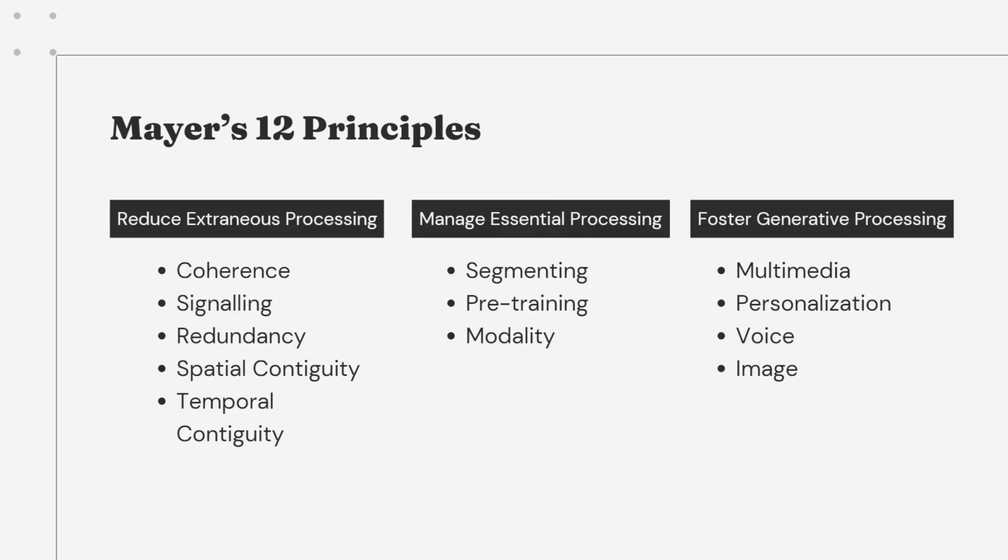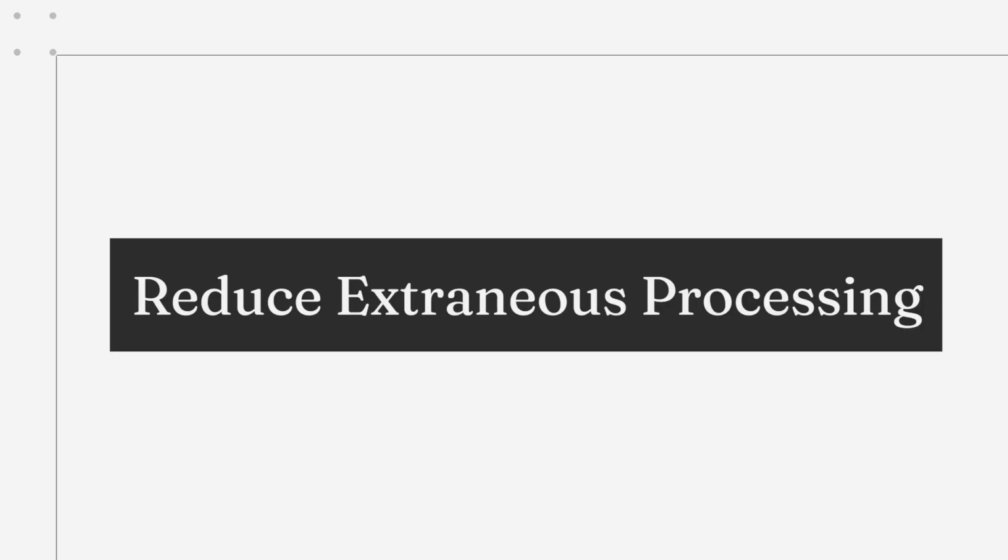Next are the principles on managing essential processing. Basically, this asks, how do I best present the information to be learned? Here, we will find segmenting, pre-training, and modality. Lastly, we have the principles on fostering generative processing. These will help learners organize the material into their working memory so that the info can get eventually encoded into long-term memory. So in the first group, we'll talk about the first 5 principles. These deal with simplifying the information that we need to present to our learners.